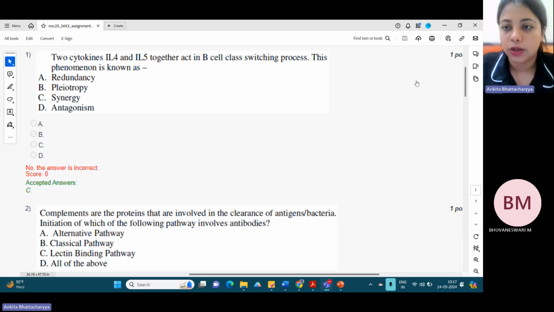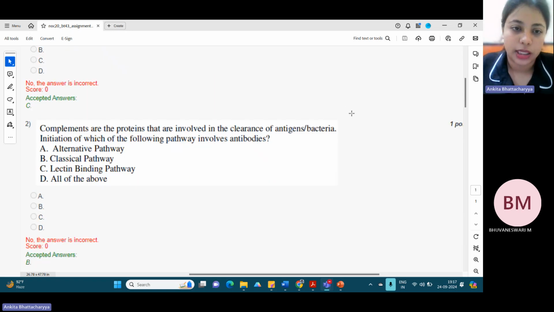If it is not something you're currently able to understand, don't worry. We will be discussing this when we come to cytokines. But yeah, you might be familiar with the term. So I just thought we could take up this question.